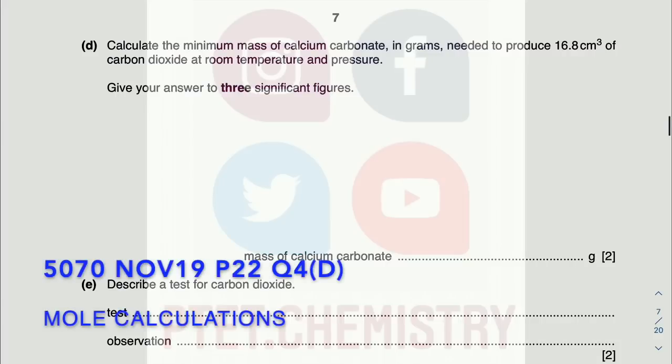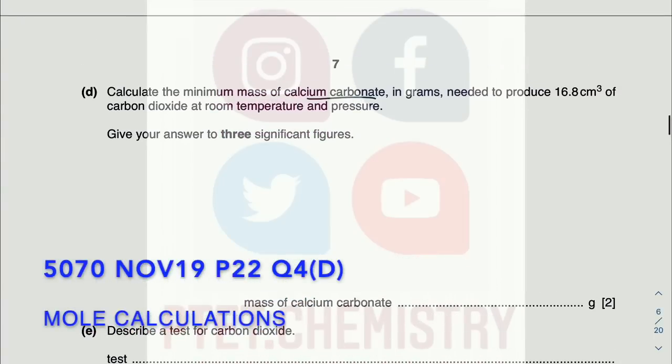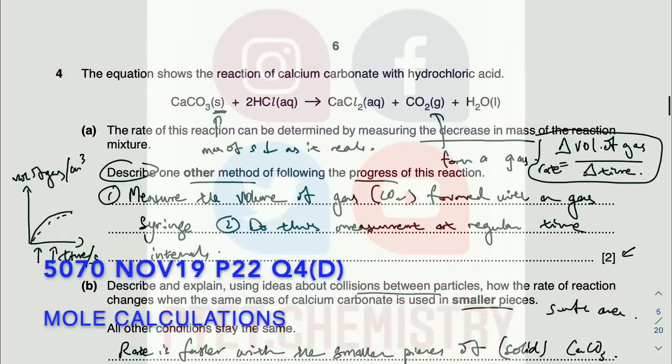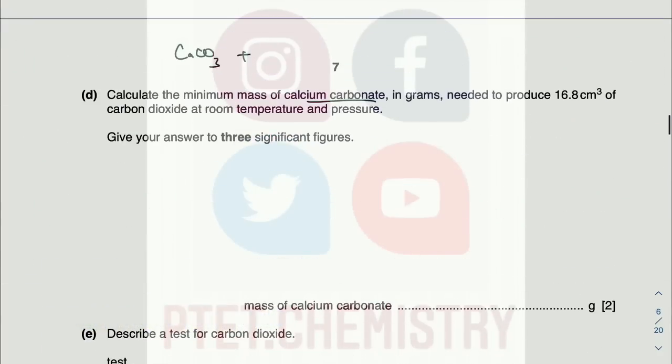Next bit is asking you on calculation. They want you to work out the mass of calcium carbonate. So the equation is all the way up there. I'm just going to rewrite the equation. You don't have to if you have access to the equation. What was it? Calcium carbonate plus HCl gives you calcium chloride plus CO2 plus H2O. So that was already balanced, yeah.